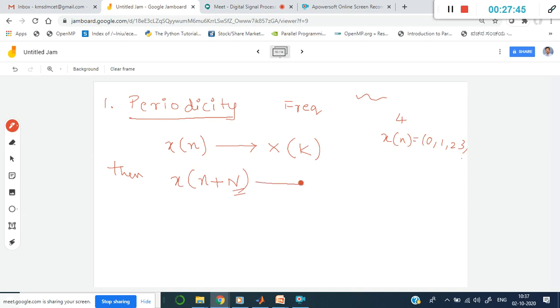In such cases, if the signal is periodic, then this will be a periodic signal, and if I take its DFT, it will be X of k plus n. So that is what the meaning is here. Okay.